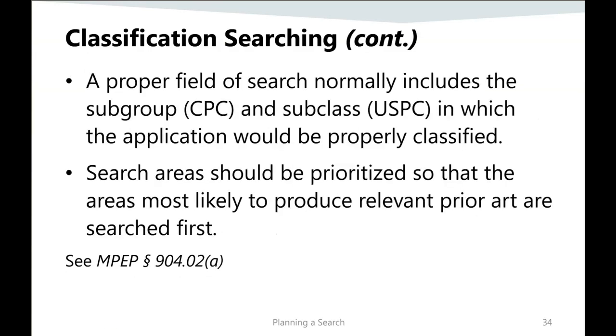A proper field of search normally includes the CPC subgroup and possibly USPC subclass, in which the application would be properly classified. Additional search areas should be prioritized so that the areas most likely to produce relevant prior art are searched first.